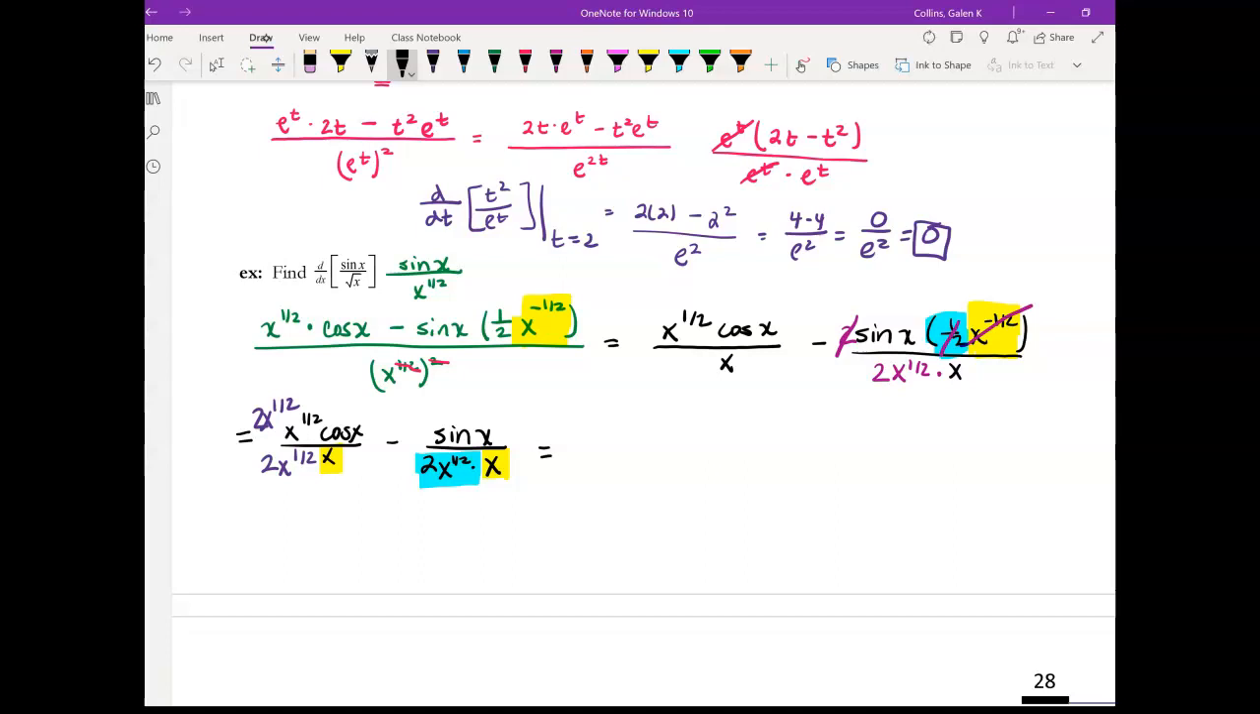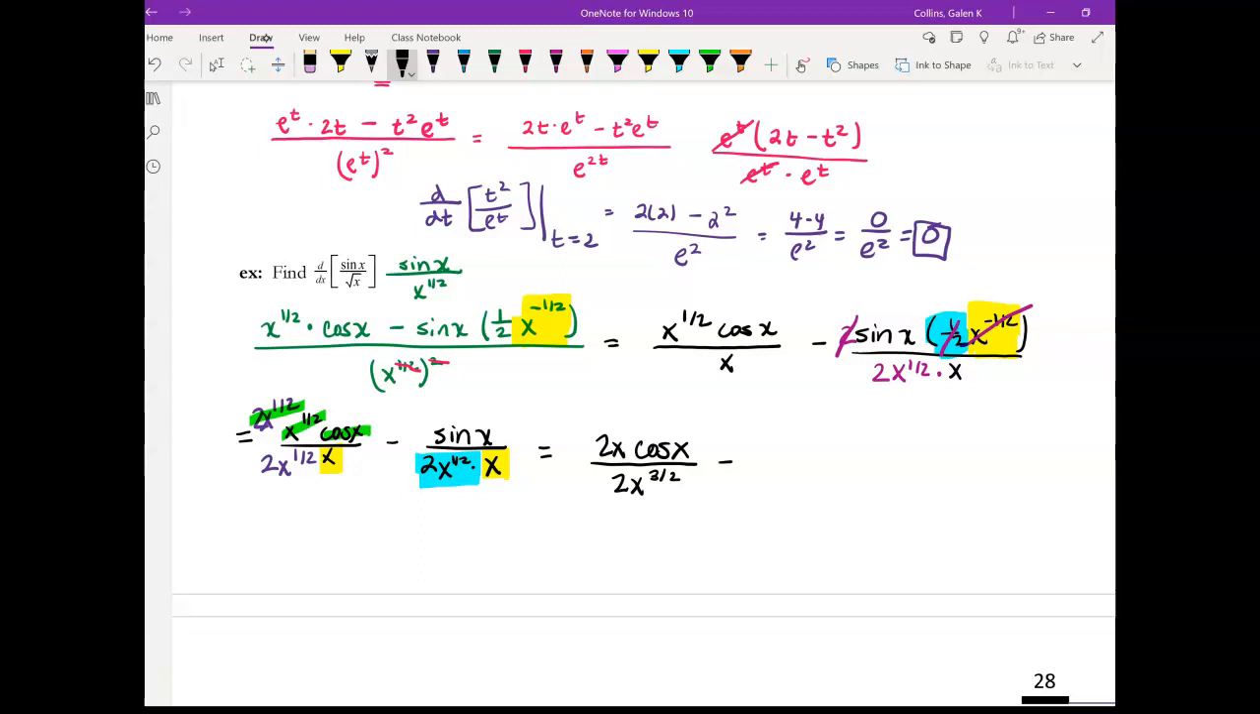All right, so for my first term, 2x to the 1/2 power times x to the 1/2 power times the cosine of x, well, we could call that 2x times the cosine of x, since x to the 1/2 power times x to the 1/2 power is x to the 2/2 power. My denominator, which was 2x to the 1/2 power times x, we could write as 2x to the, let's see, what would that be? The 3/2 power.